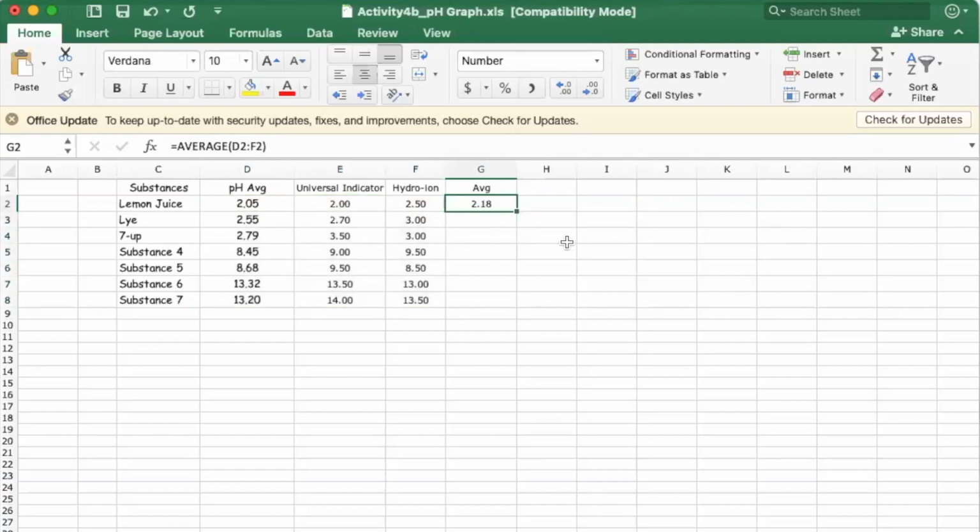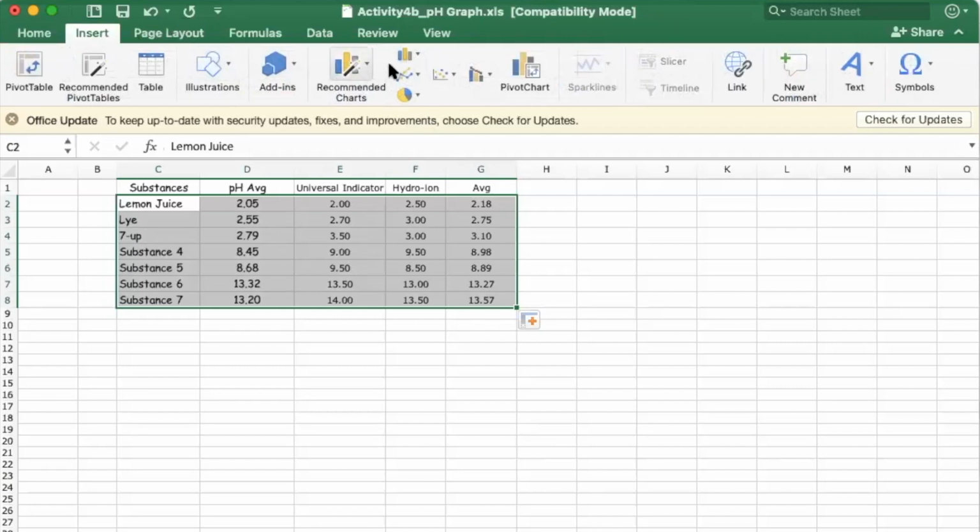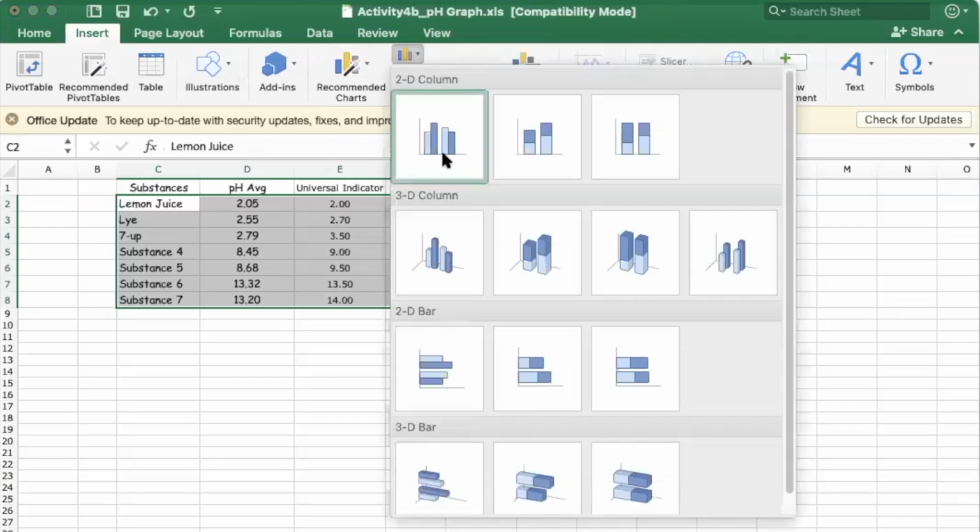Again, remember the propagation of calculations. Click on this cell, go to this right corner, drag it down. Now I have the average for all 3. Now I'm going to do a column graph. Highlight these, and then go to insert. And then you want to do a column. I want to do 2D column. I don't want any of these fancy columns, just 2D is fine.